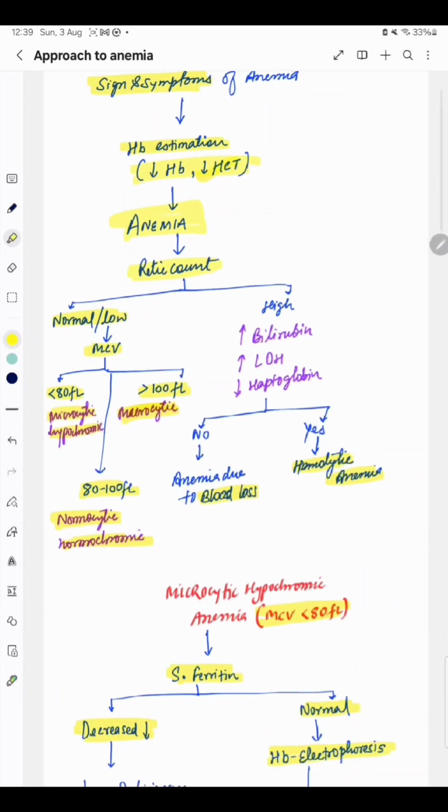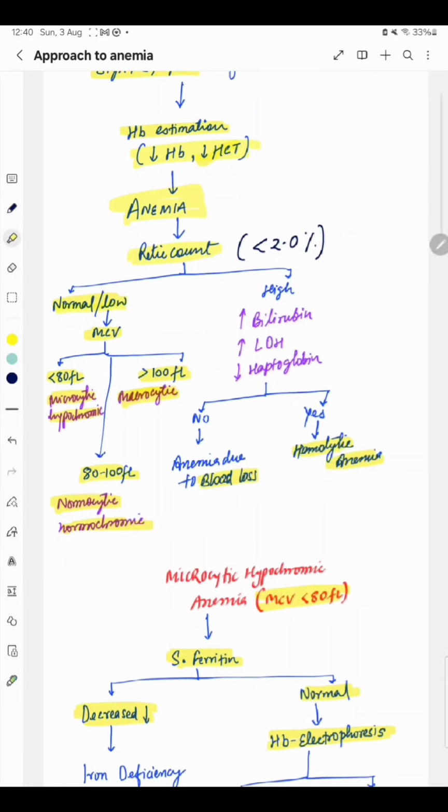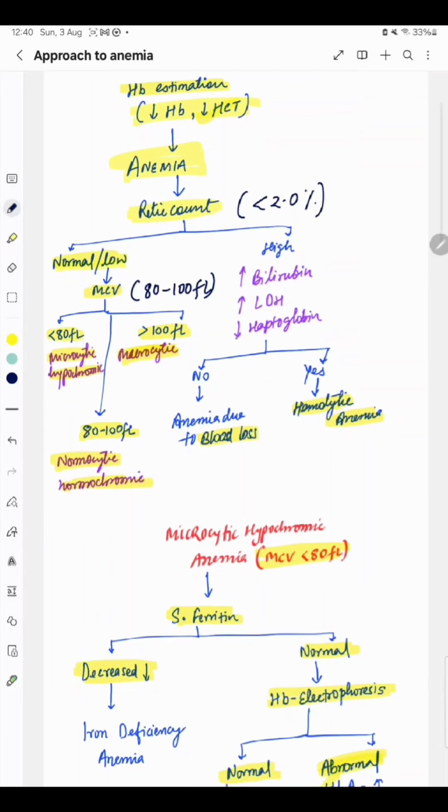If reticulocyte count is normal or low, normal reticulocyte count in adult is less than 2% of total RBC, or 0.5 to 2% of total RBC. Whenever the retic count is normal or low, then we ask for the mean corpuscular volume, MCV. Normal MCV is 80 to 100 femtoliter in an adult.